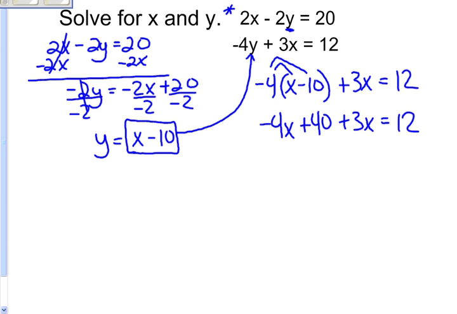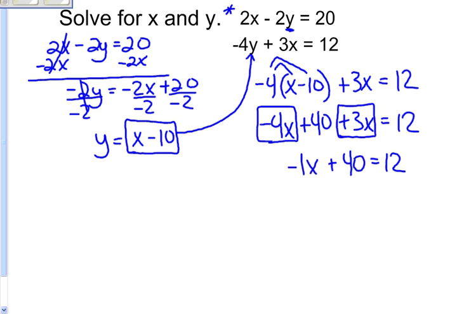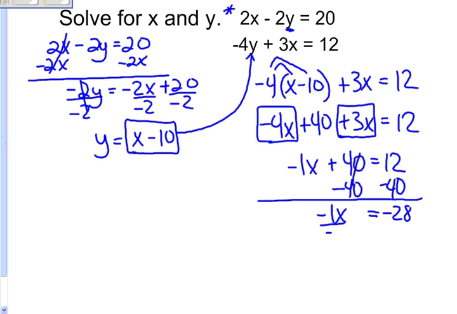We'll combine our like terms. So -4x plus 3x would give us -1x plus 40 is equal to 12. Subtract 40 from both sides, and we get -1x is equal to -28. Divide by -1 to get x by itself, and x is equal to 28. Now this is just our x coordinate. We've got to solve for both the x and the y.